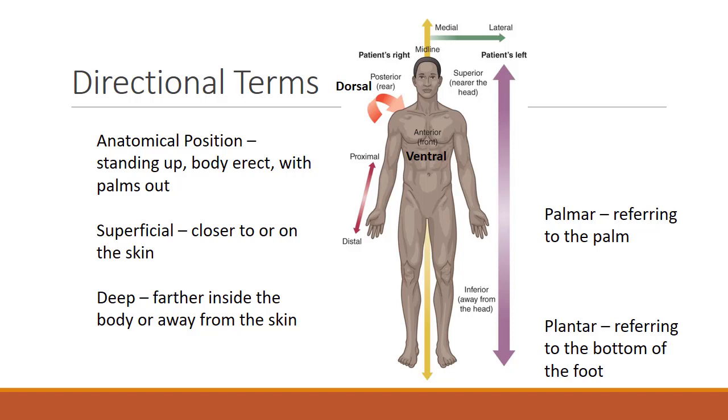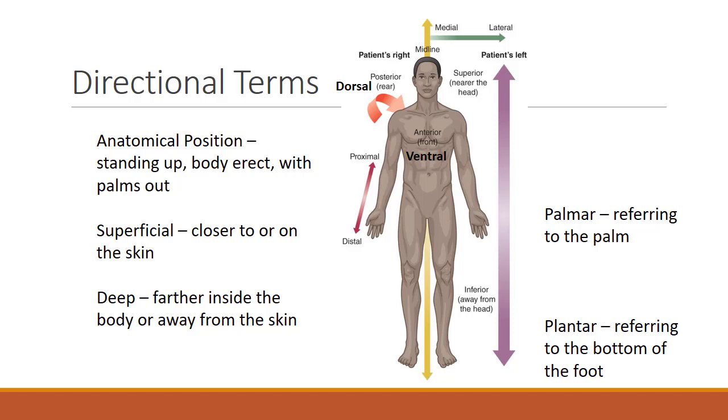Next, we see the terms next to the patient's head. We see superior, which means nearer to the head. And then at the bottom, we see inferior, which means away from the head. So this can be used to indicate a lot of things on the body that may be indicated as superior or inferior. Looking over on the patient's right, we see the terms proximal and distal.